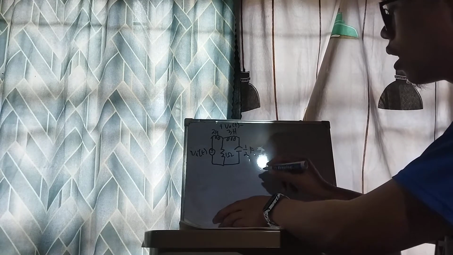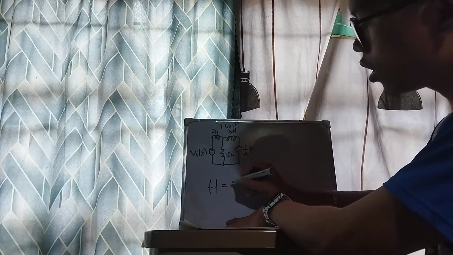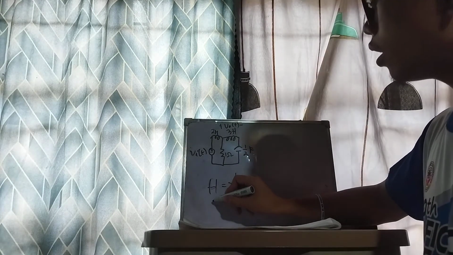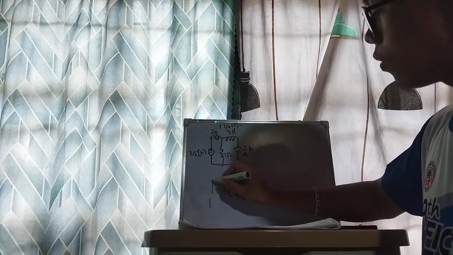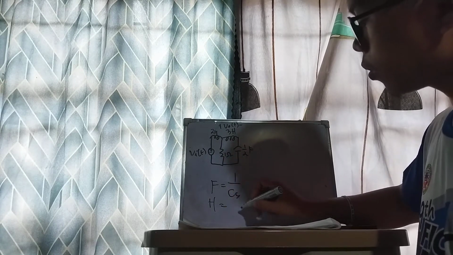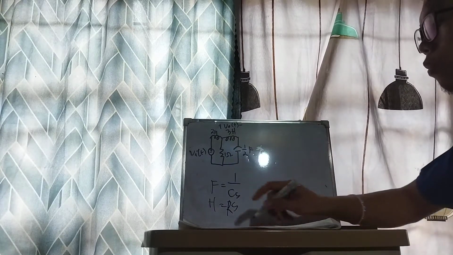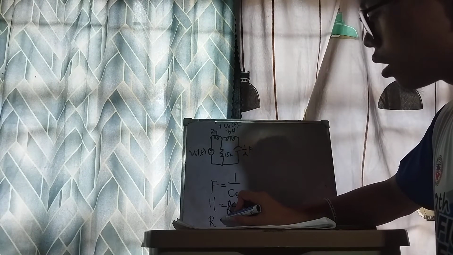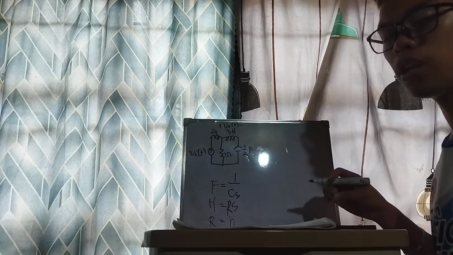As we know, for the capacitance, the impedance is equal to 1 over C of S, and for the inductance, with the Henry, it is equal to S times L. And for the resistance, R is equal only to the value given.